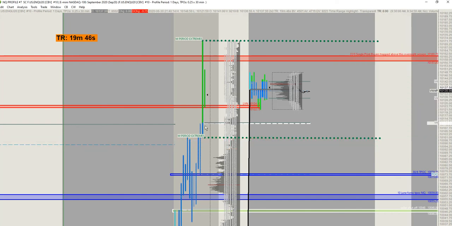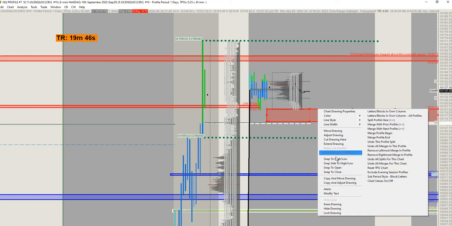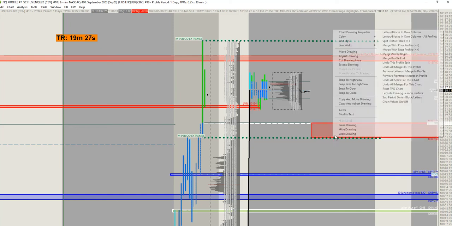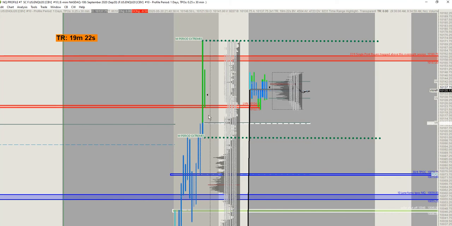This single print here for me is important. If sellers are able to trade aggressively below this, my target is the TPOC, because if they get aggressive here, especially in NQ, I'm pretty sure they're going to blow through this zone, even the M period extremes. So that's the nuance.